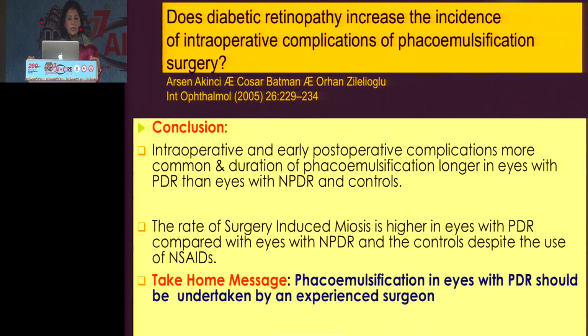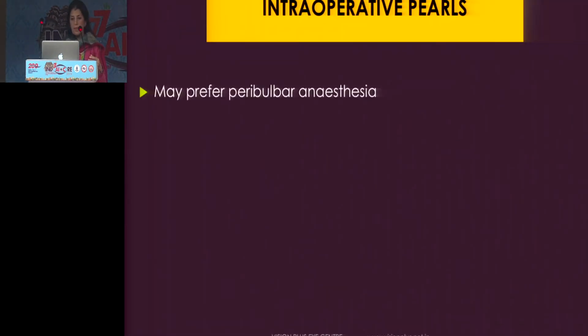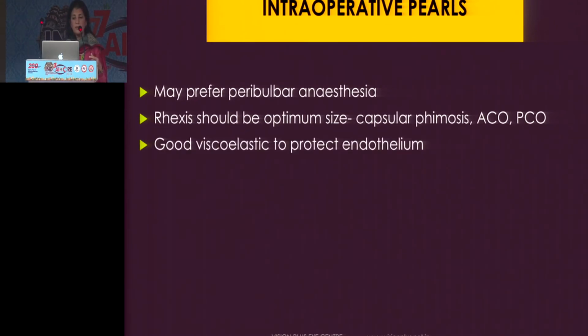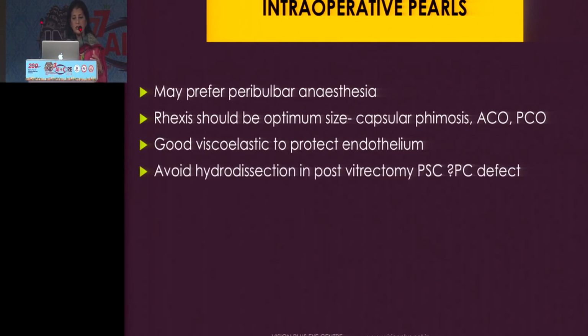It's been seen that phaco in eyes with diabetic retinopathy or PDR should be followed up very closely post-operatively, and there is an increased incidence of complications. So it should be done by an expert surgeon. Some of the intraoperative pearls, I would say: prefer to go for a peribulbar block. The rhexis should be of an optimum size so that post-op the fundus periphery can be viewed well. Use a good viscoelastic to protect the endothelium.